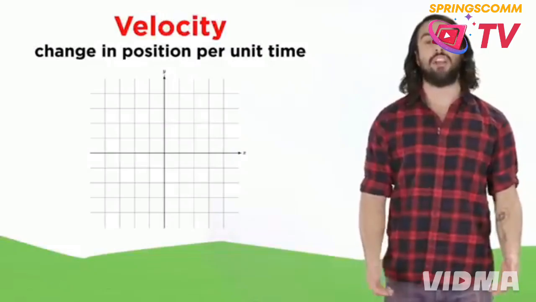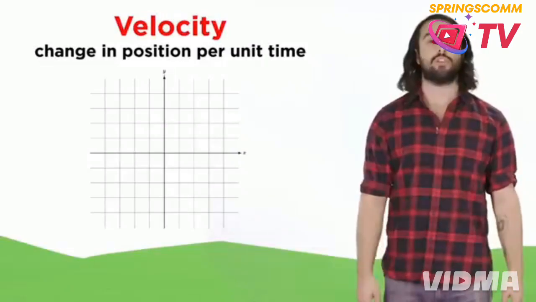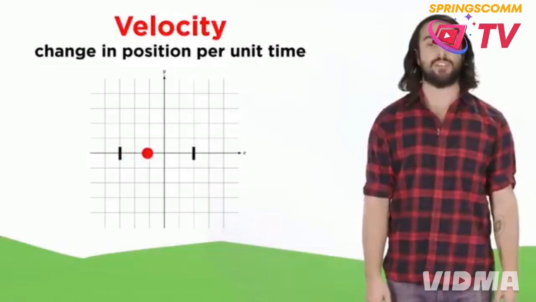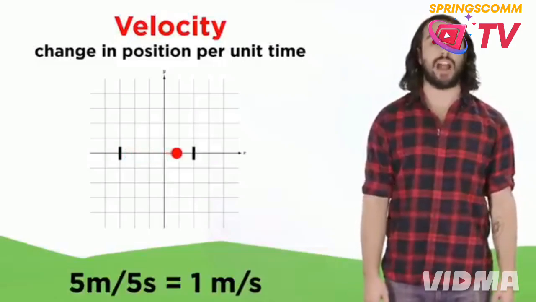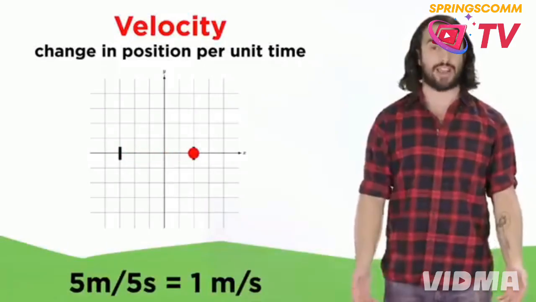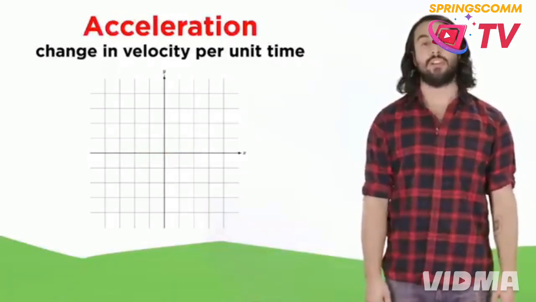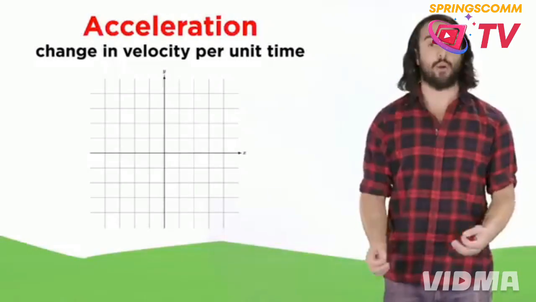Velocity is the change in position over time. So if this object travels 5 meters in 5 seconds, it is traveling at a velocity of 1 meter per second. And acceleration is the change in velocity over time.